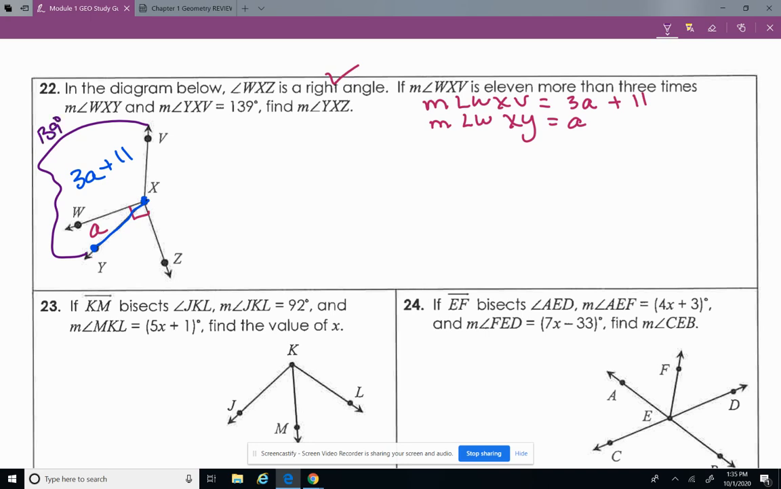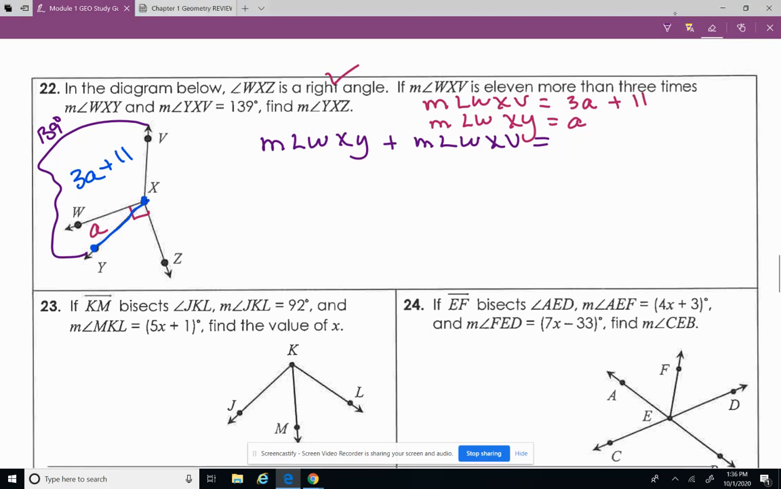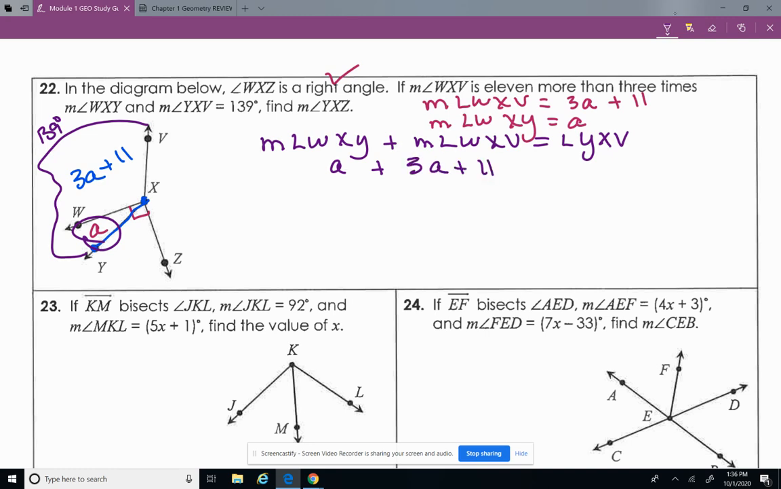Well, this is the angle addition theorem, where we take the measure of angle WXY and add it to the measure of angle WXV and set it equal to 139, which is actually, I'll write the angle there instead of a number, angle YXV. Okay, now I'll substitute. So the measure of WXY is the A, plus the measure of WXV is the 3A plus 11, equals 139.